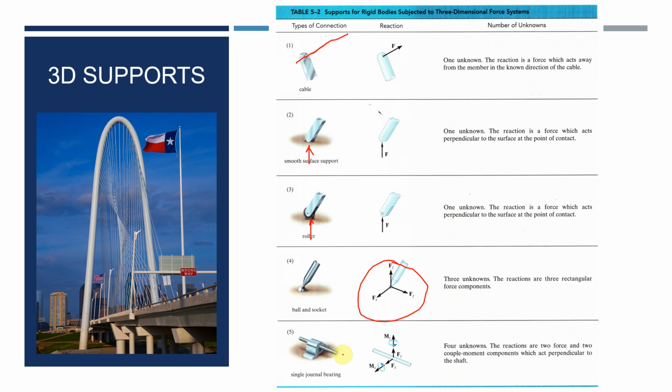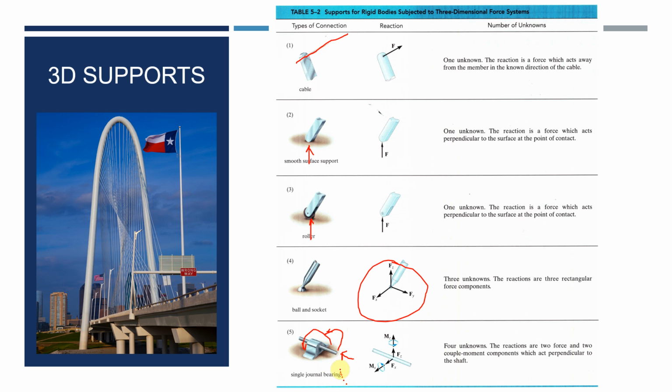Journal bearing, you can have a reaction force in the XZ plane, but not in the Y, because with a journal bearing, if you exert a force this way, the shaft will move. If you try to twist it, say around like so, you can have a moment on this bearing, or you can try to twist it in the XZ plane like so, and it can sustain a force.